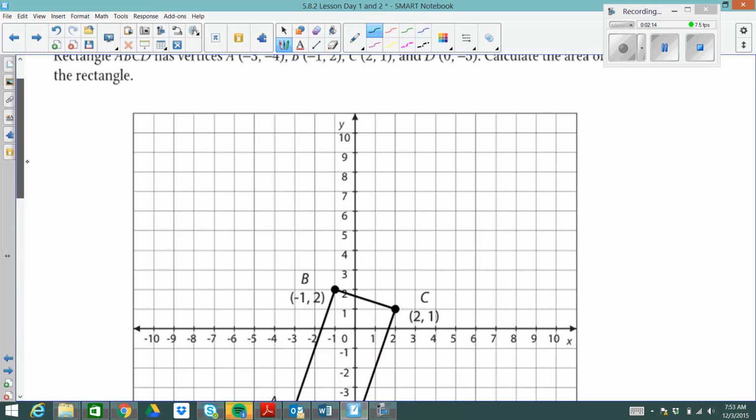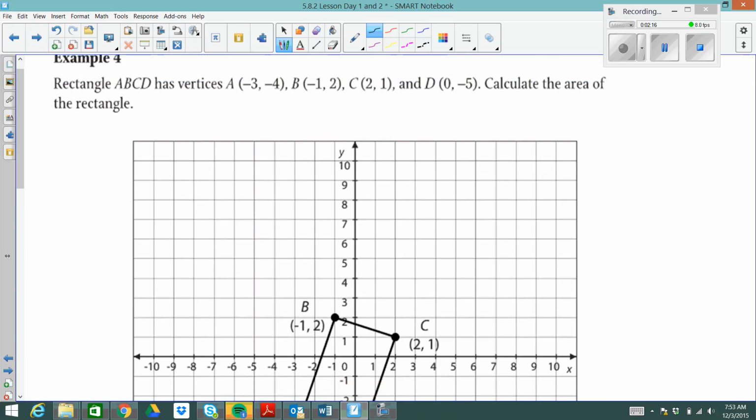So in example 4, we're given that ABCD is a rectangle and has vertices at A (-3, 4), B at -1, 2, C is at 2, 1, and D is at 0, -5. And we need to calculate the area of the rectangle.